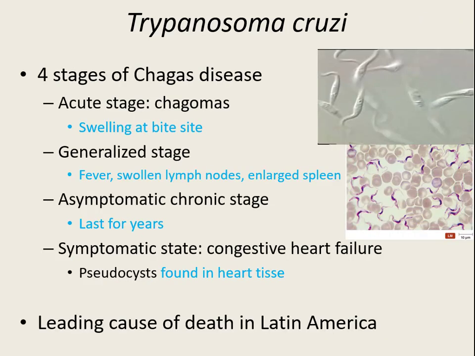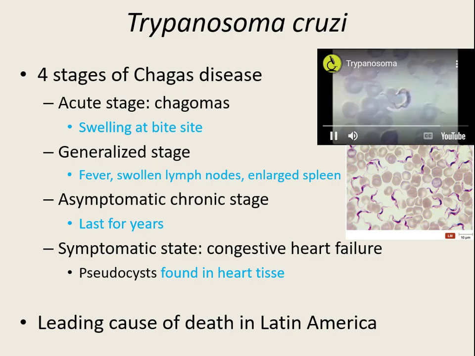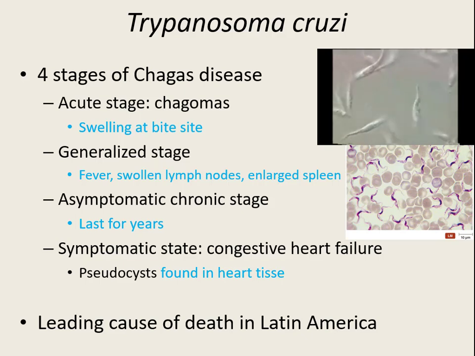Now, what this can cause, it can go through 4 stages. The first stage is the acute stage, also known as a chagoma, or swelling at the bite site. So if you're bitten right there around your lips, you're going to have a big old chagoma, or big swelling at the bite site. It can then lead to what's known as the generalized stage. Again, you are under attack. Here you can actually see the flagellated amastigote stage underneath the microscope. Super easy to diagnose. The generalized stage is, again, your immune system is now kicking in because you're under attack. You'll have fever, swollen lymph nodes, and a large spleen.